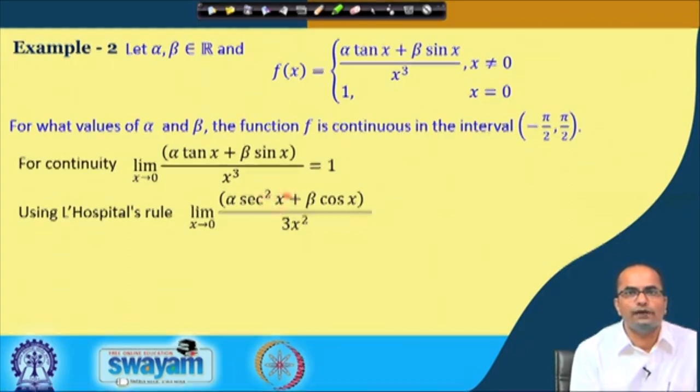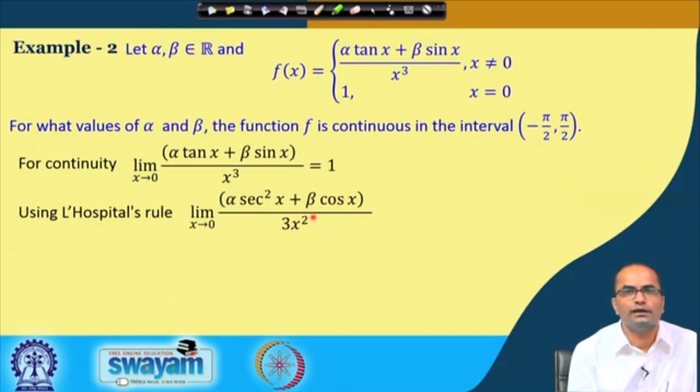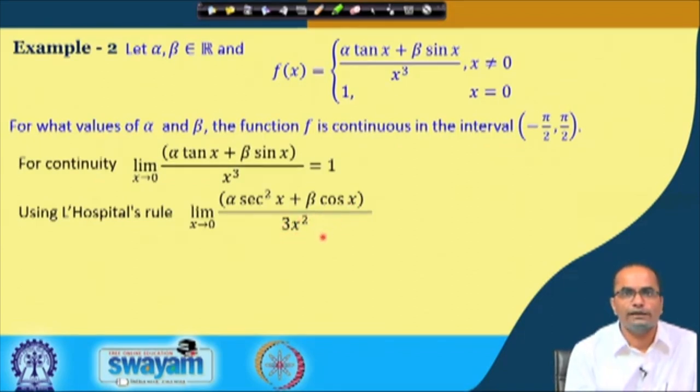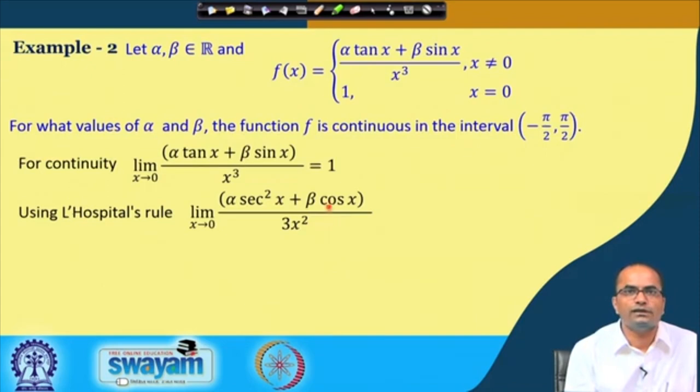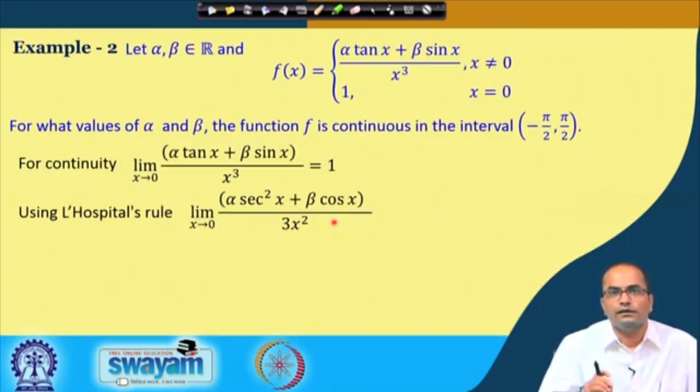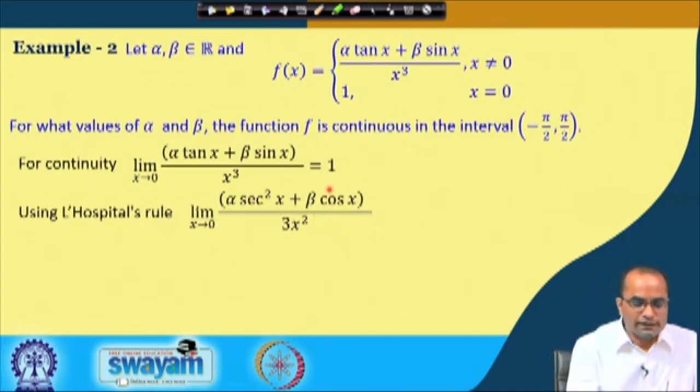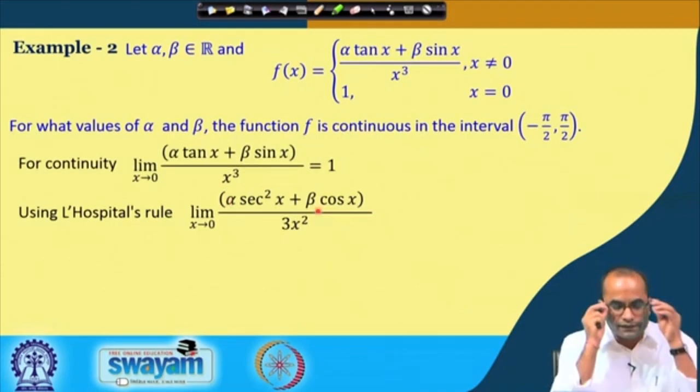So, here you have alpha plus beta cos 0, which is also 1. So, we have alpha plus beta divided by 3x squared, and then x goes to 0. Here 3x squared is going to 0, so we have alpha plus beta divided by something which is going to 0. Now, the only possibility to move further, or to have this limit as 1, will be when alpha plus beta is equal to 0, because then we will get the 0 by 0 form and we can further apply the L'Hopital rule.